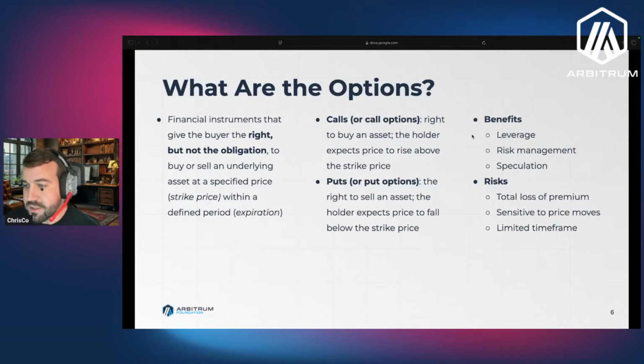What are some of the benefits of doing options? You've got access to leverage. You can move a lot more money with options. You can manage your risk better. You can hedge your bets, and you've basically got unlimited upside but limited downside on options, right? So the total cost of the premium is your maximum loss for the option contract.